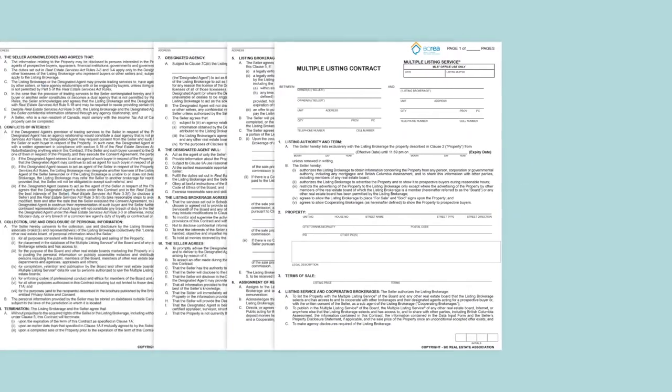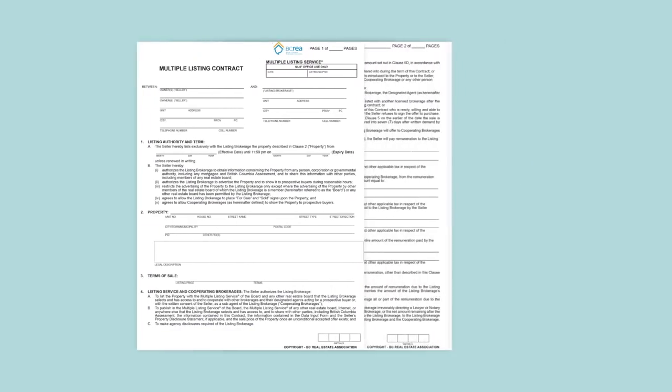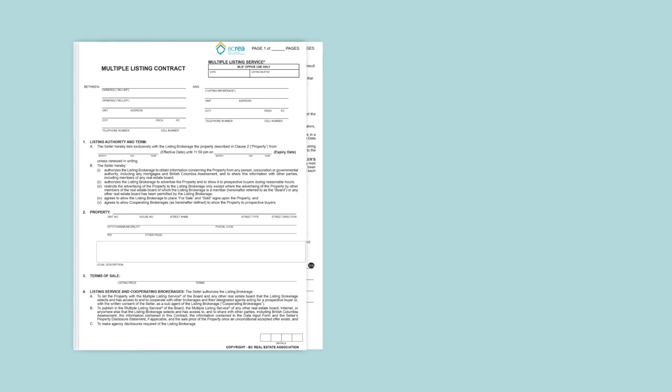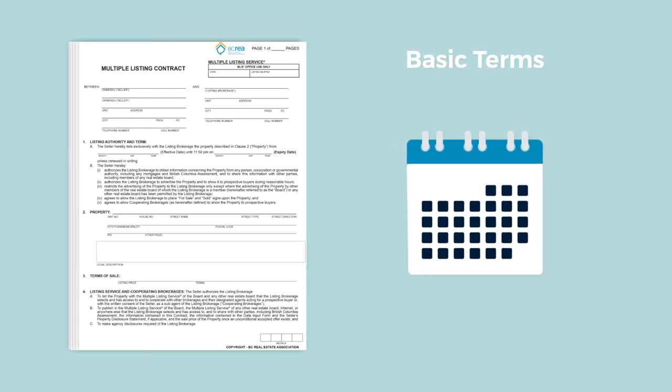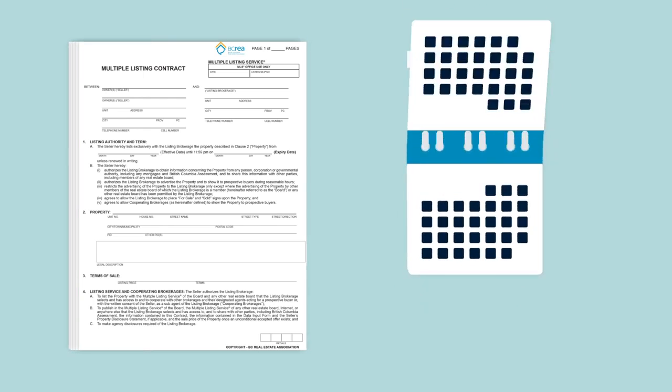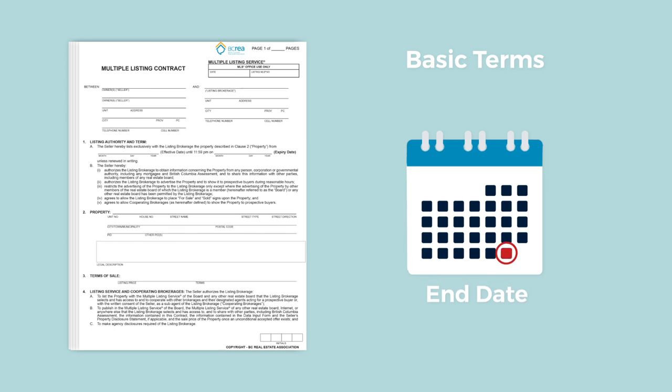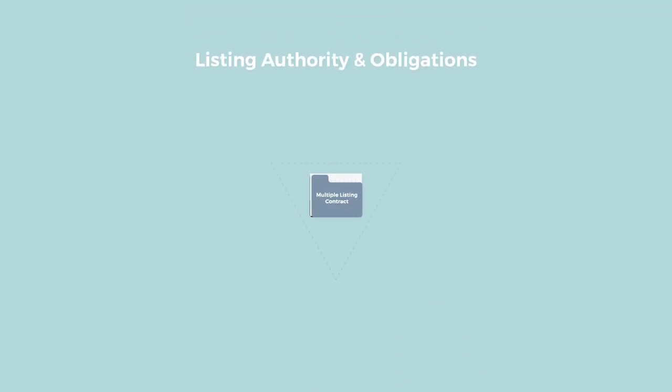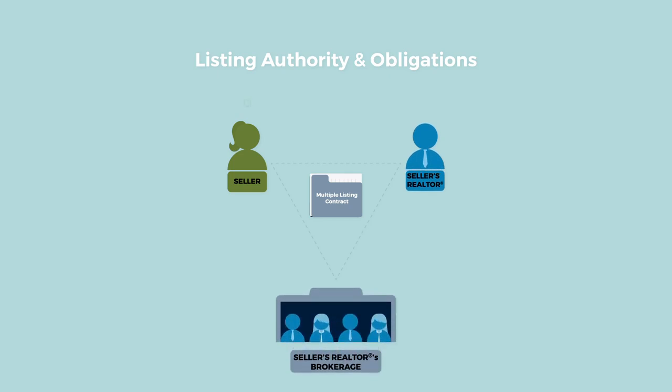Let's examine some of the sections of the multiple listing contract. The first section sets out the basic terms of the listing, including the start date and end date. The authority to list the property and the obligations of the seller, the seller's realtor, and the seller's realtor's brokerage are also set out here.